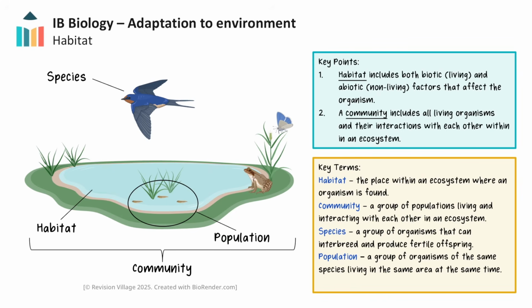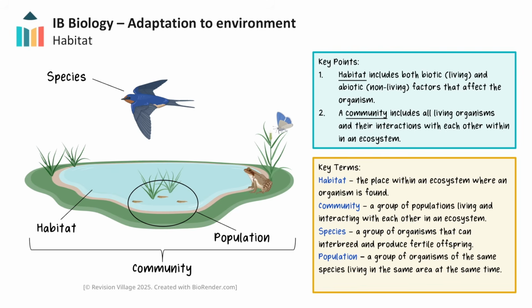First, the habitat. A habitat is the place within an ecosystem where an organism is found. It includes all the biotic or living factors, like plants and prey, and the non-living factors, such as temperature, water, and sunlight. For example, this pond provides a habitat for aquatic plants, fish, and insects. Each species has its own specific habitat requirements. For instance, some may live near the water's surface, while others thrive at the muddy bottom.